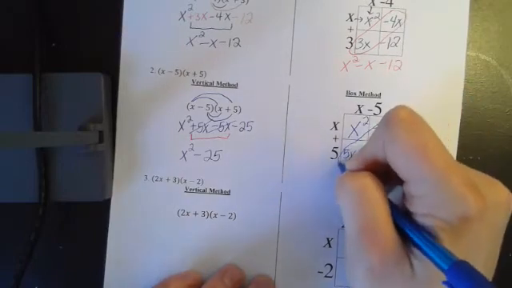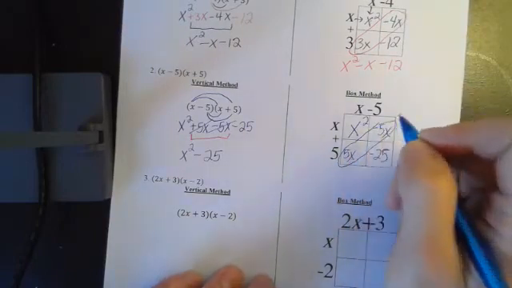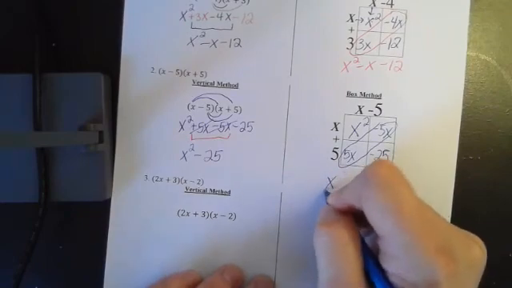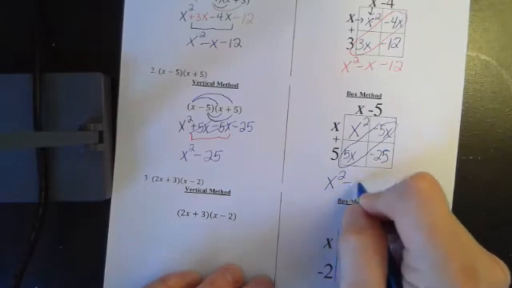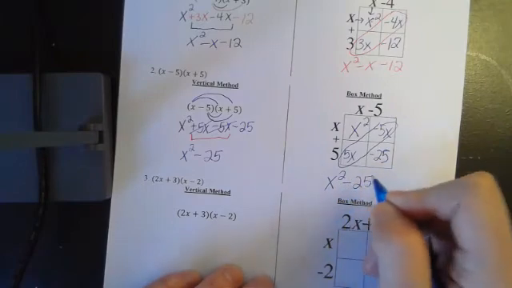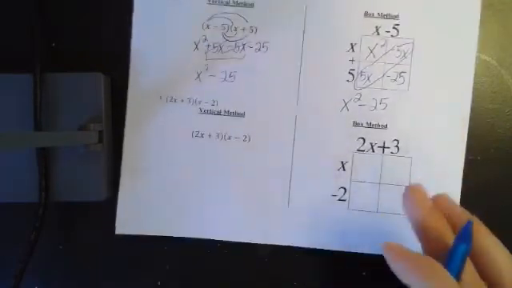Again, on the diagonal, those are going to be your like terms that you're combining. So your final answer is going to be x squared, 5x minus 5x is 0x, minus 25. All right, moving on to the final example.